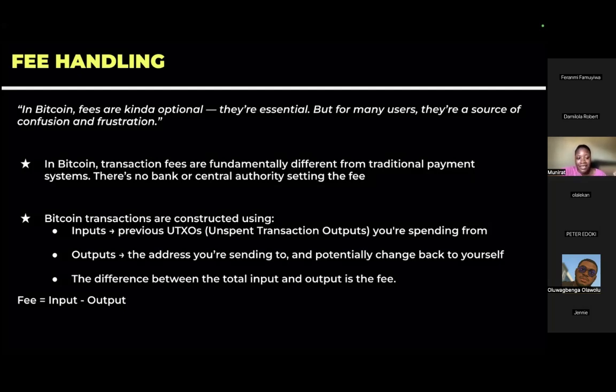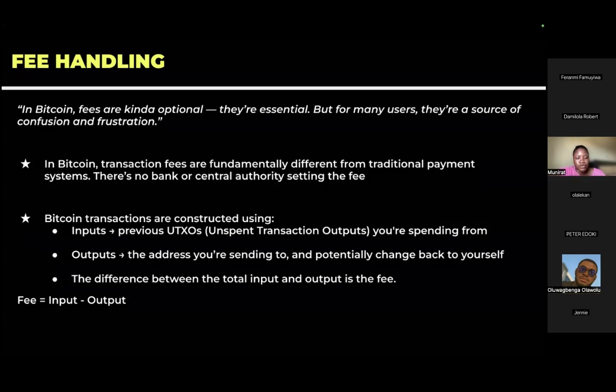You have to specify that, okay, I'm sending 350 to this address. Now, if you just specify you're sending 350 to that address, the remaining amount is your fee. But you know that you have to pay a fee because that's an incentive to miners. So you say, okay, I'm going to pay them like 2 Naira. So I'm sending 350 to this person, then I should have 48 Naira back. When you're constructing your outputs, you're constructing two outputs: to the address you're sending to and back to yourself.